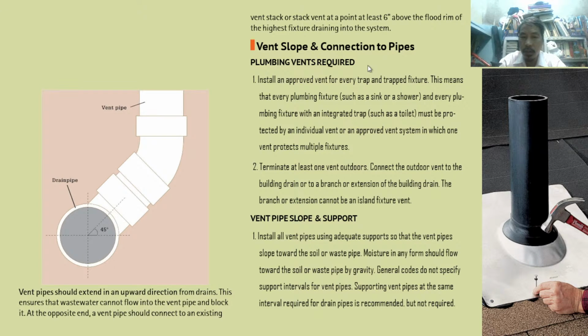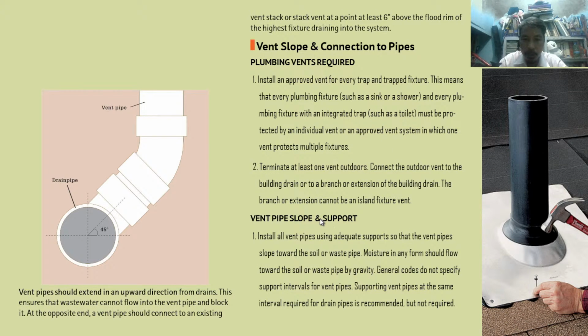The branch or extension cannot be an island fixture vent. Any branch or extension cannot be an island fixture vent. Island meaning isolated. So any branch cannot be isolated. They must be connected.